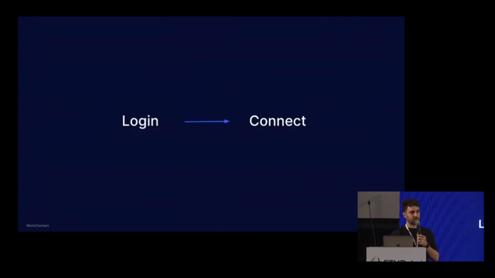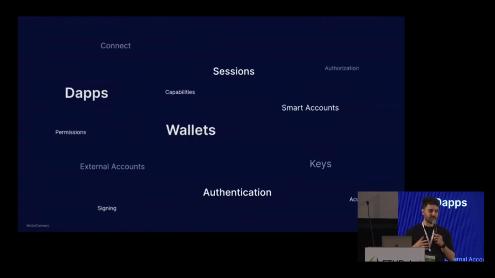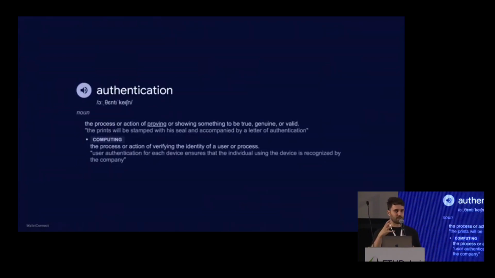And pretty much the biggest difference that you see when you go to a Web3 application today is that we moved away from this login pattern to a connect pattern. But did we really change much about what is required about an application? There's a lot of words being thrown around whenever you talk about wallets, like dApps, wallets, capabilities, sessions, permissions, keys, authentication, external accounts, smart accounts, signing, access. But at the end of the day, it all comes down to the same concept.